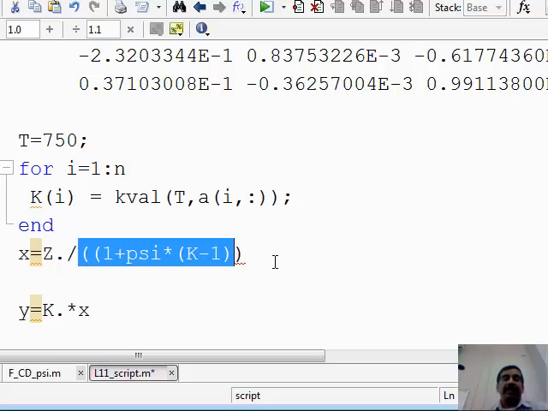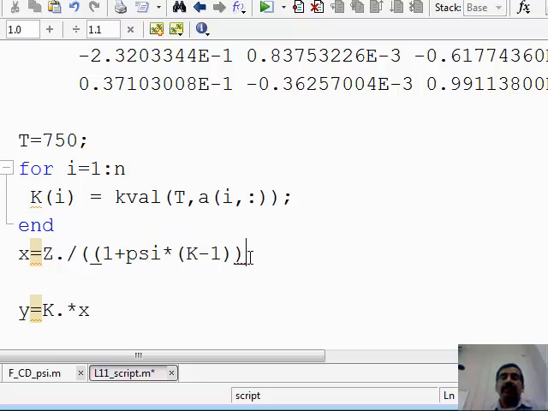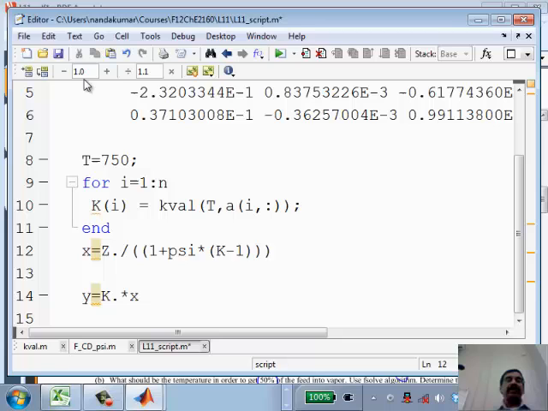Okay, but it says that there is an error here. What is the error? Invalid syntax, missing parenthesis. So do I have to put one or take one out? Put one. Okay, then it matches with the first one in the denominator. And I'm not putting a semicolon because I wanted to print x and print y. Okay, so that is the script.